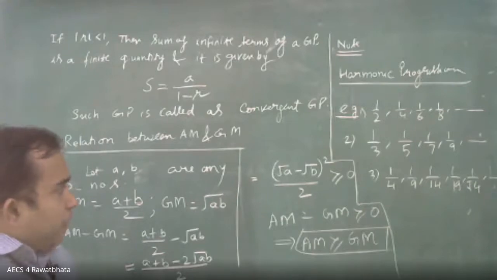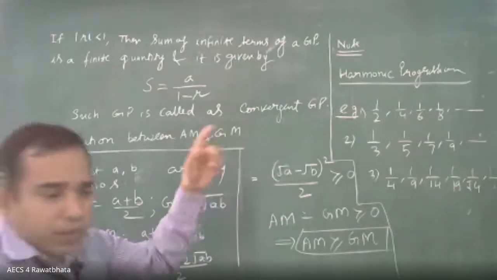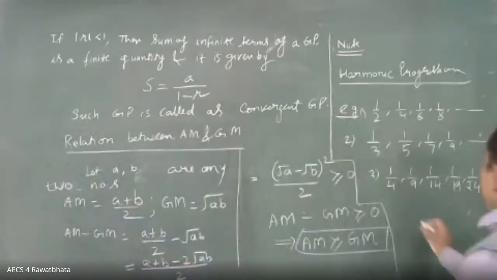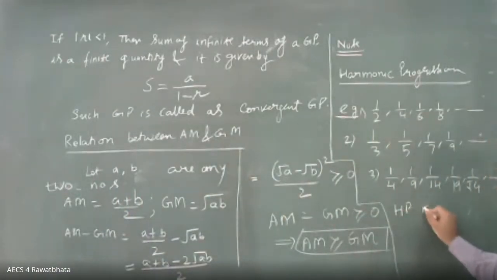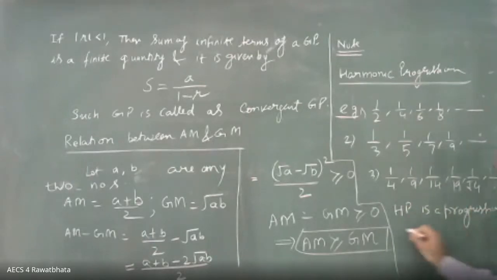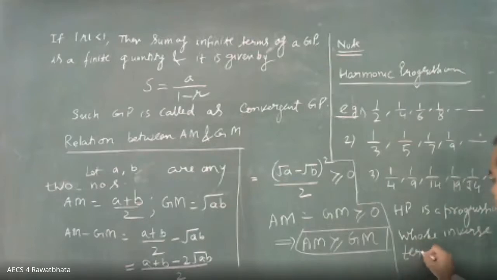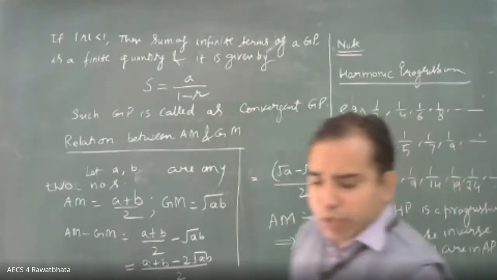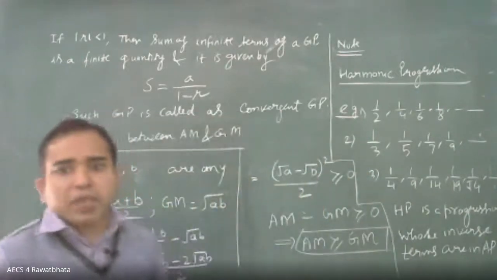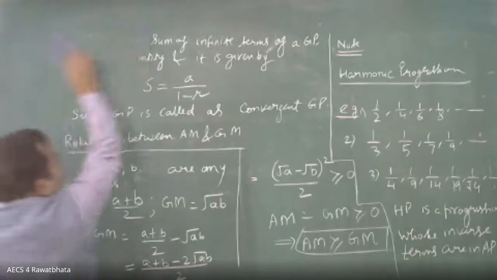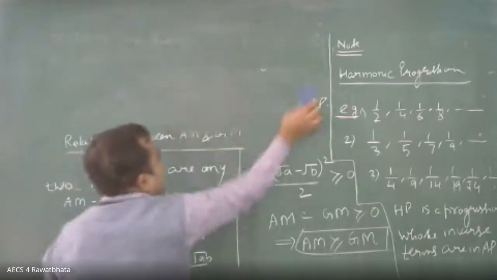Hello? Correct. So definition you can write. This is such a progression. HP is a progression whose inverse terms are in AP. And students, as there is a concept of arithmetic mean, geometric mean, similarly there is a concept of harmonic mean. Let us understand that also.